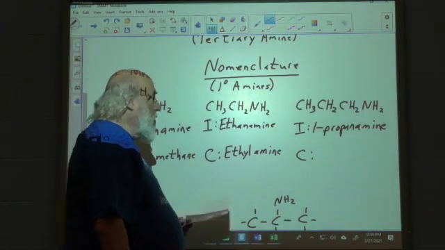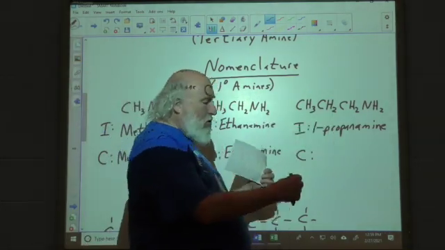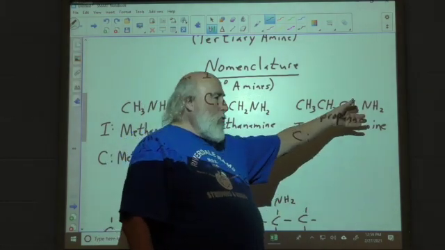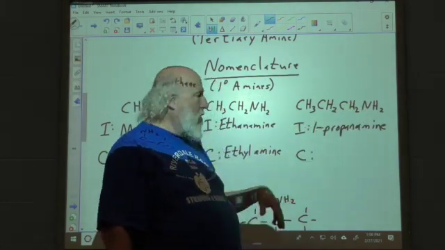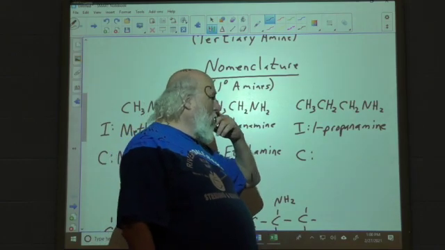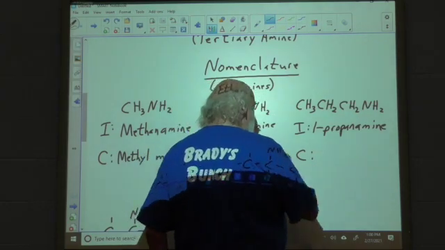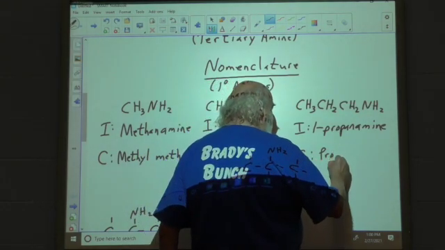Okay? When you have 3 carbons in a row and the attachment is on the end, and the amine group is considered an attachment in the common naming system, we just call it propylamine for that, just like we did for the other 2. And again, 2 words.